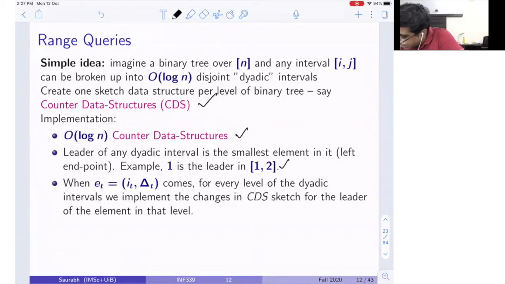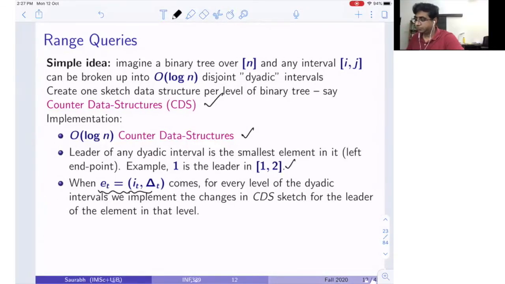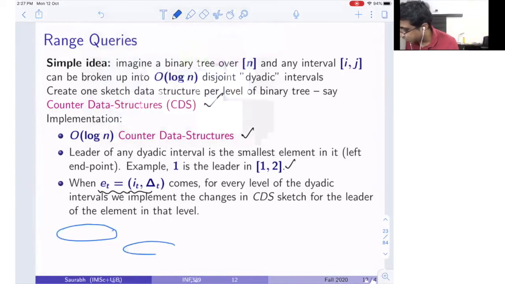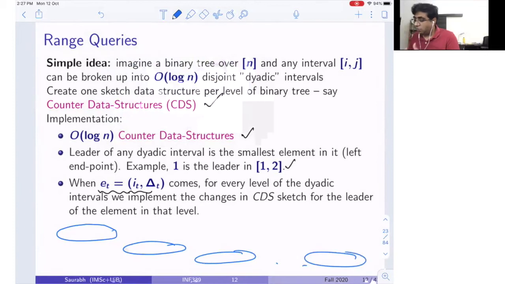Now, whenever a delta comes, we need to do some implementation, right? So this is what you're getting, right? Now you don't have one data structure, you have several data structures, right? Now you look at it, this is an index.